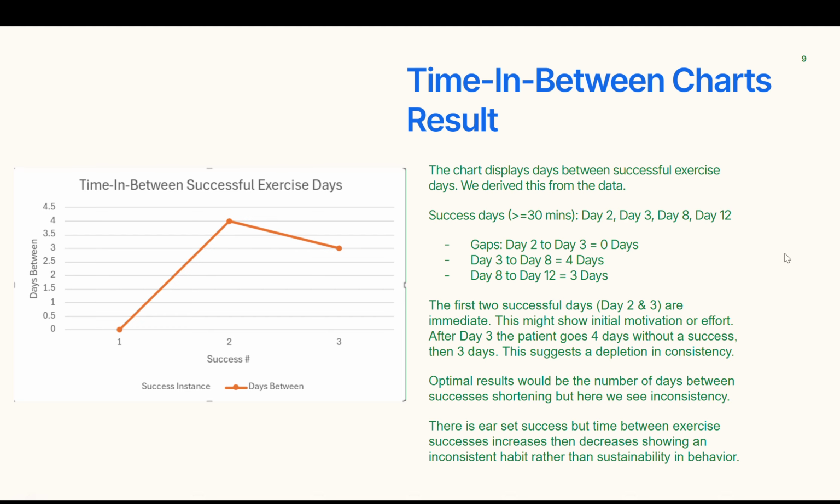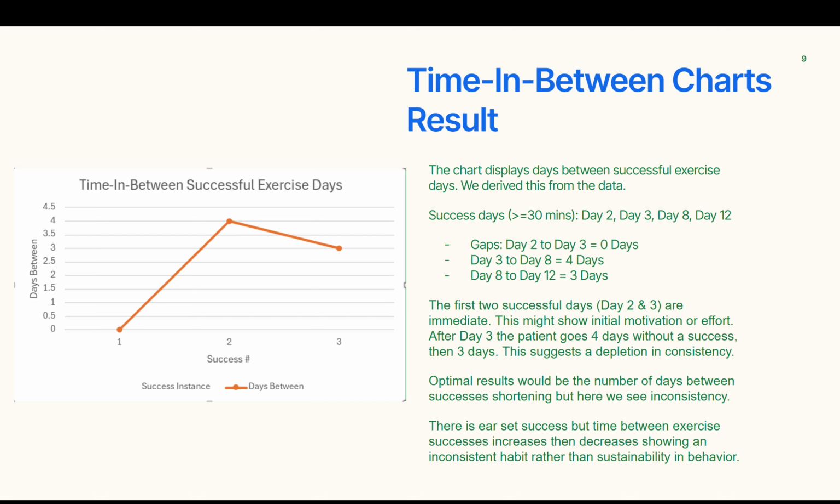The chart displays days between successful exercise days. We derived this from the data. So the success days, as shown from before, is 30 minutes or more of exercise, and we see that in day 2, day 3, day 8, and day 12. There was no gap from day 2 to day 3, but then from day 3 to day 8 there was a 4-day gap. From day 8 to day 12, there was a 3-day gap.